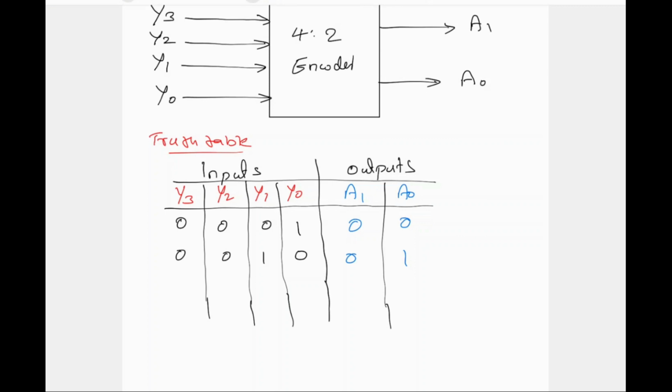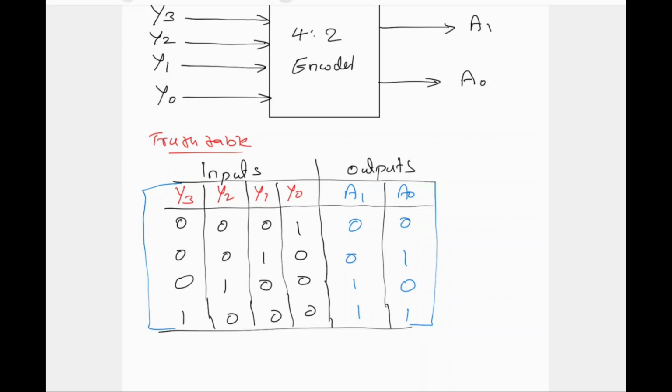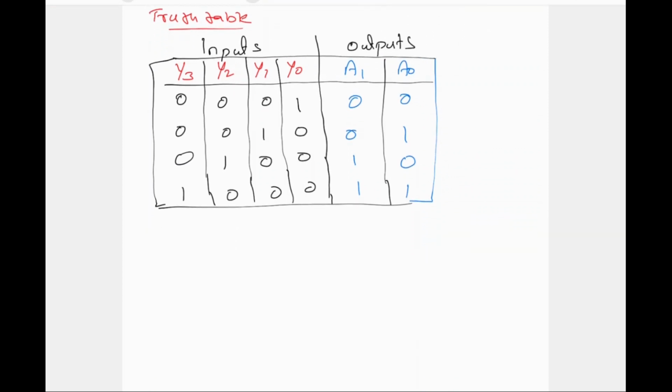And in the next case, let y2 be 1 and all other inputs 0. In this case, I am choosing the output as 1, 0. A1 is 1 and A0 is 0. And finally, I am choosing y3 as high and all other inputs are low. So in this case, A1 is 1 and A0 is 1. So the input line is encoded to the corresponding binary values. So this is the truth table.